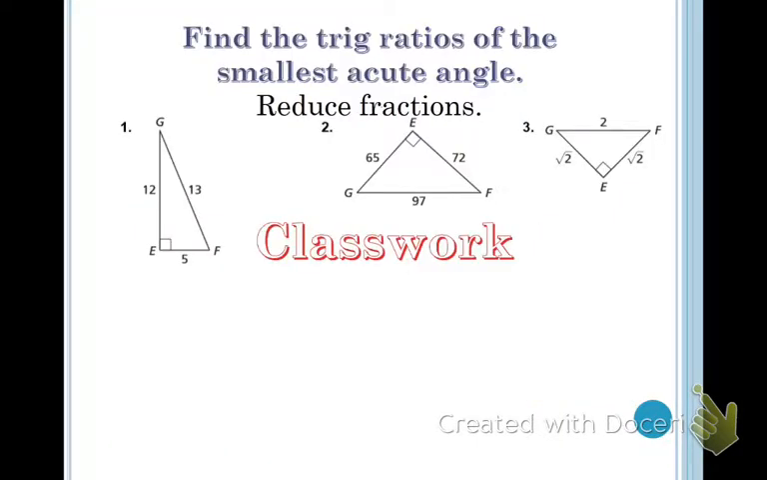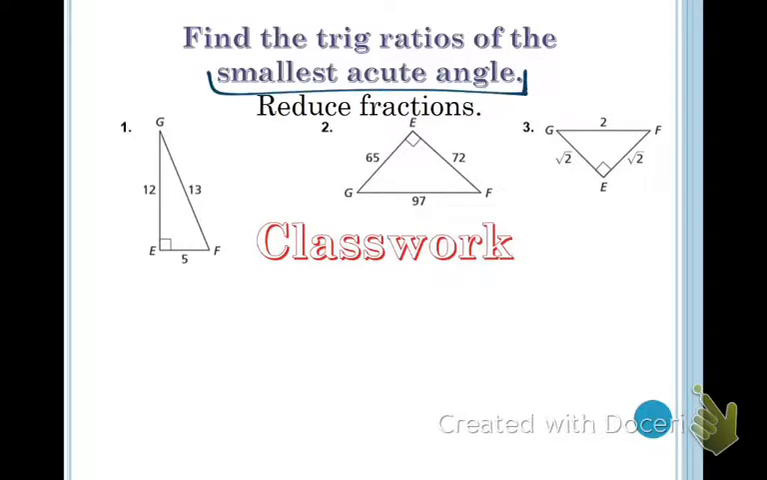All right, so this is your classwork, but you want to pause. Have you started right triangle trigonometry? All right, so I'm going to explain this to you. Listen, this is your classwork. It goes on your classwork paper, the one that you're going to turn in. It says find the trig ratios of the smallest acute angle, and it says reduce fractions. So your answer is going to look like a fraction. It doesn't tell you exactly which angle it comes from, but it says the smallest acute angle.